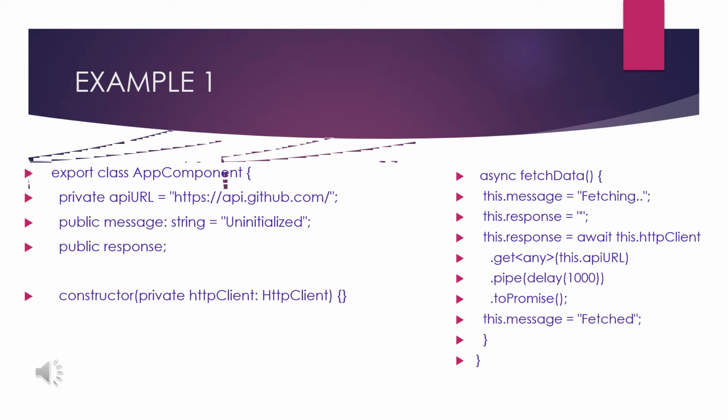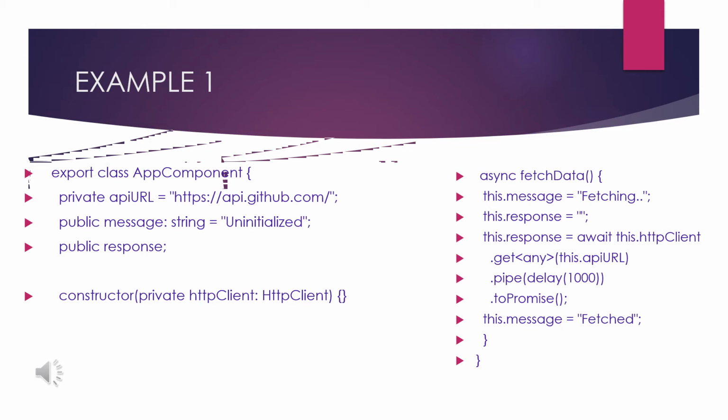Inside that we have this async function, async fetchData. What happens here now? Once this fetchData is called, it will push out a message to the viewers, fetching. Uninitialized comes first, then fetching comes second. The response is empty at first, and then in the response we are passing the await method. Through this await method we invoke the HTTP client object, through which we can call the get method, and we can give the time, and it works like a promise, and once it is done we have the fetched message.